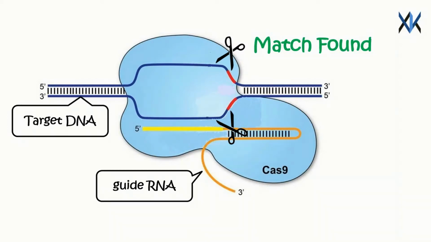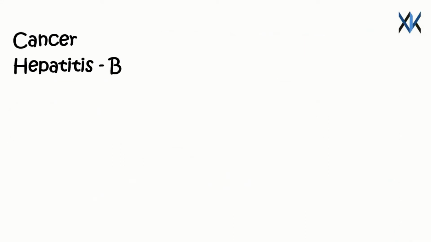At this stage, the cell recognizes that the DNA is damaged and tries to repair it. Scientists can use the DNA repair machinery to introduce changes to one or more genes in the genome of a cell of interest. CRISPR Cas9 has a lot of potential as a tool for treating a range of medical conditions that have a genetic component, including cancer, hepatitis B, or even high cholesterol.